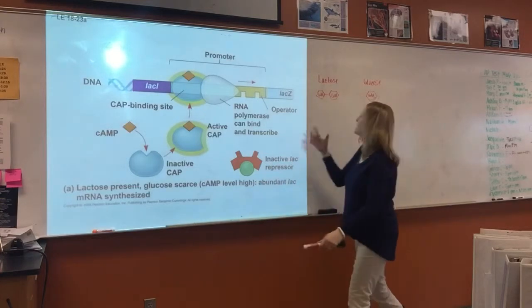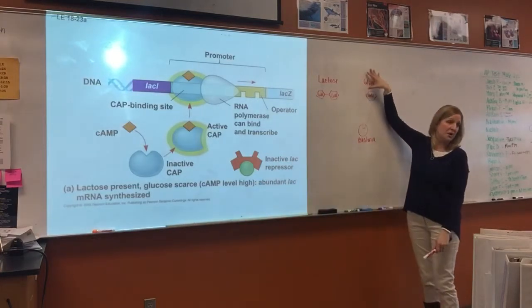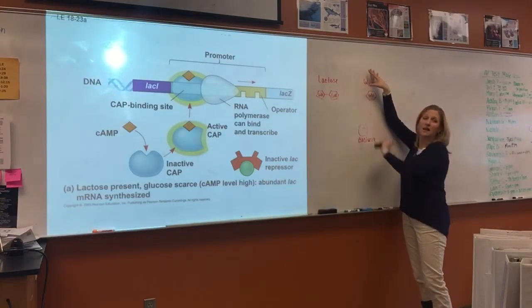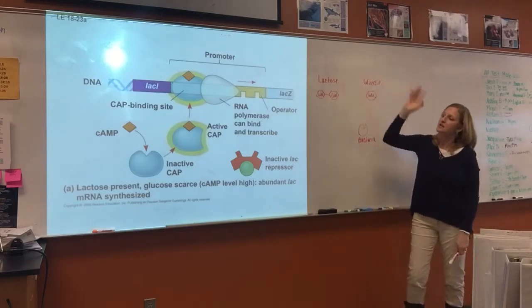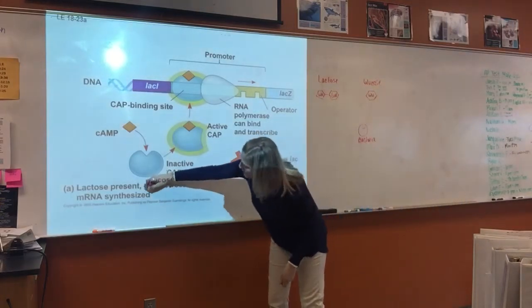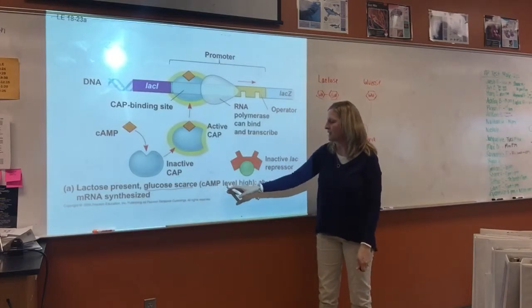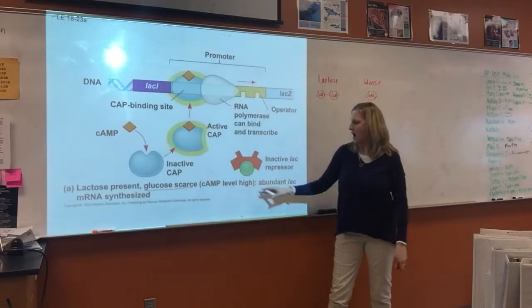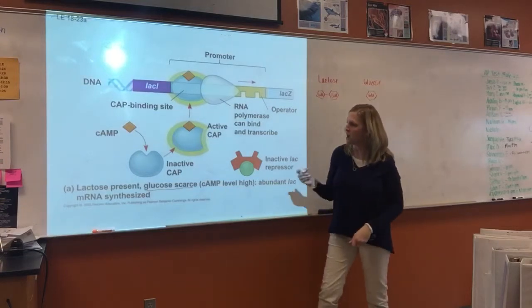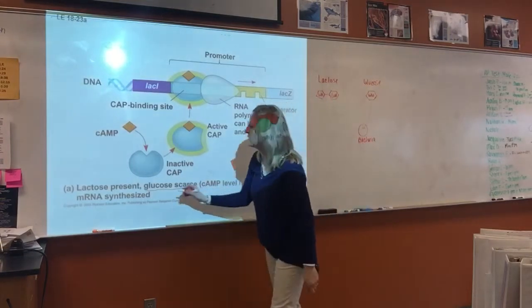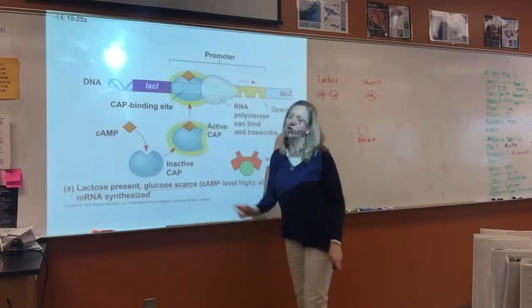So how does the bacteria know when glucose isn't present? Let's make some enzymes to digest lactose for energy. So this is how it knows. So notice here glucose is scarce, and in parentheses it says cyclic AMP or cAMP. The levels are high. So let's talk about what that is, cyclic AMP. We've talked a little bit about it before. Glucose.